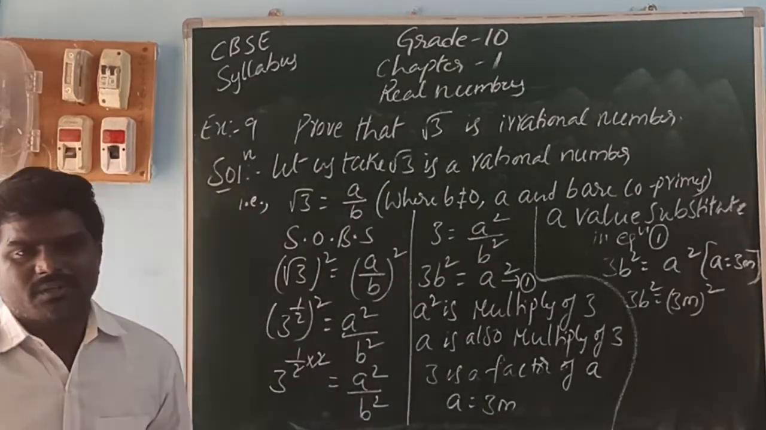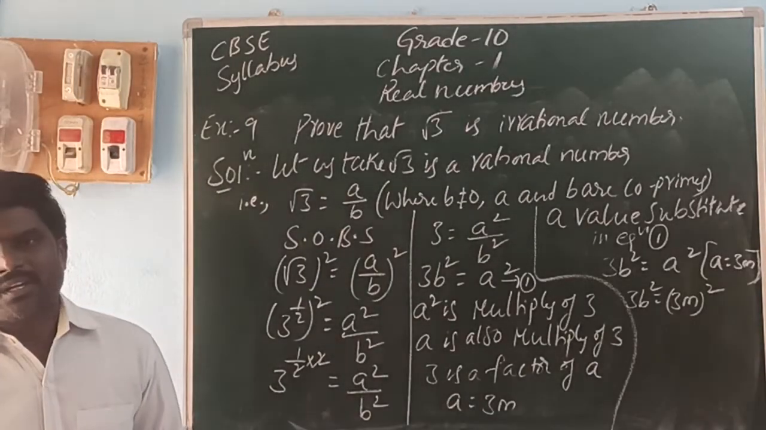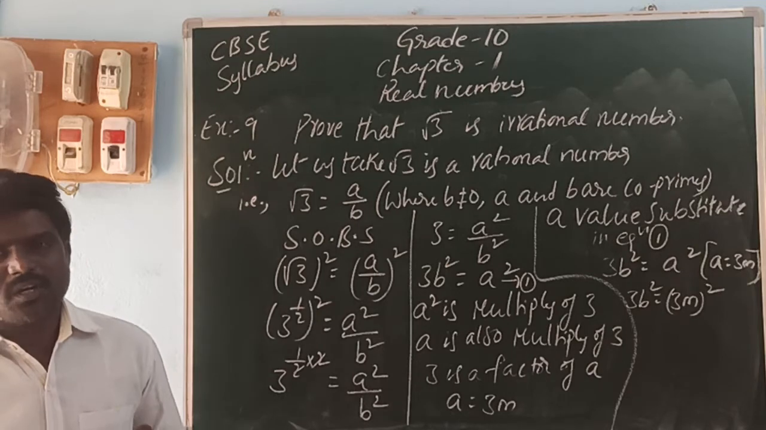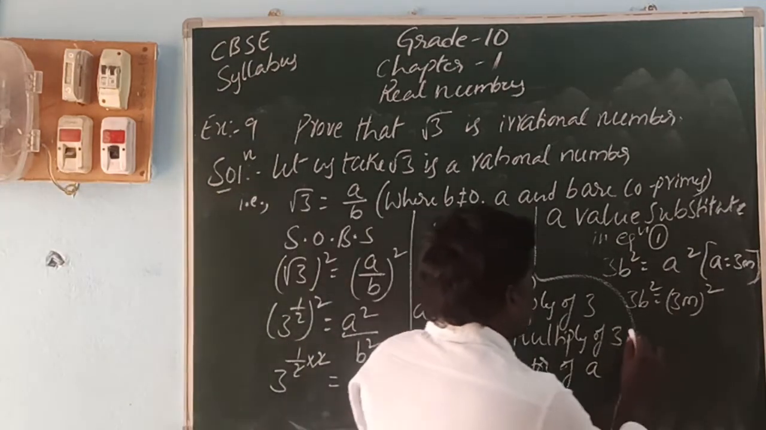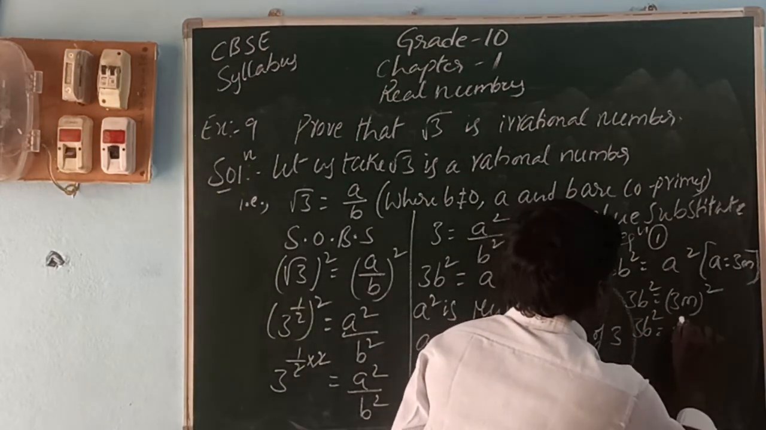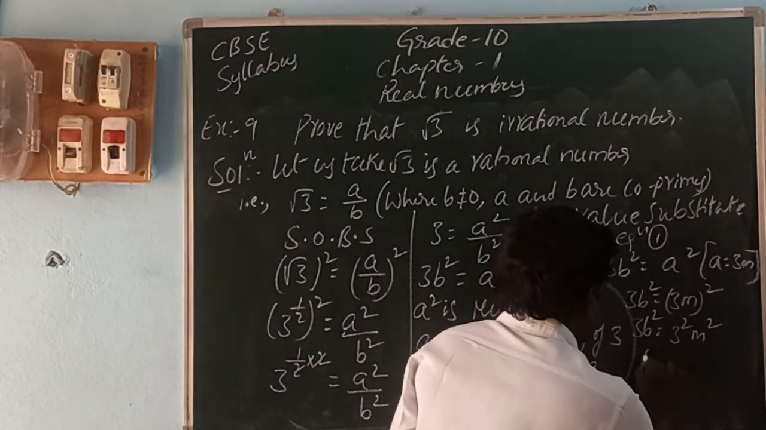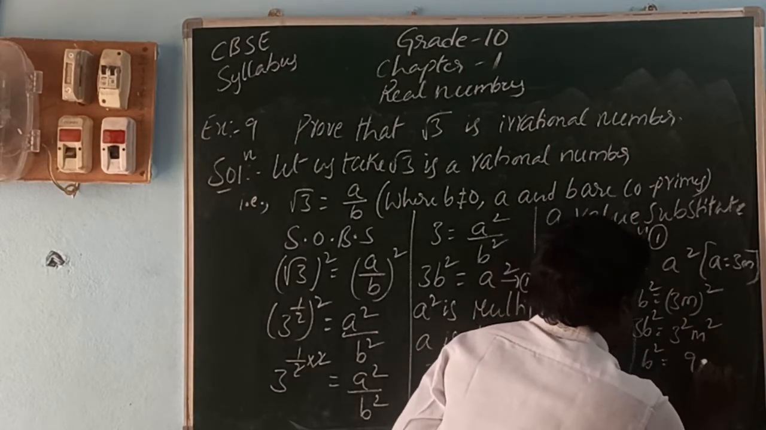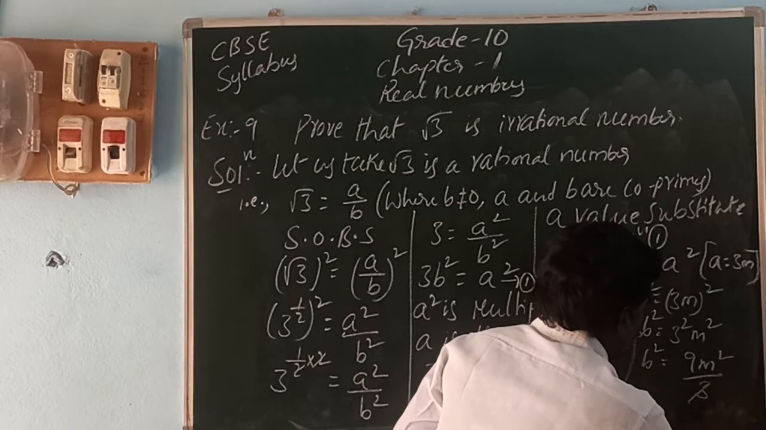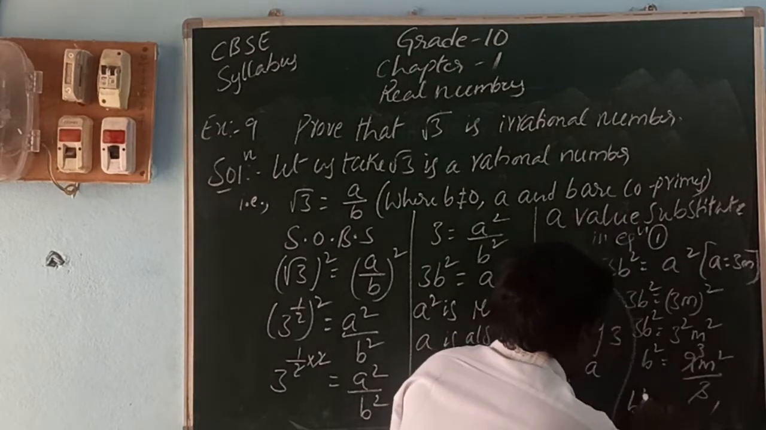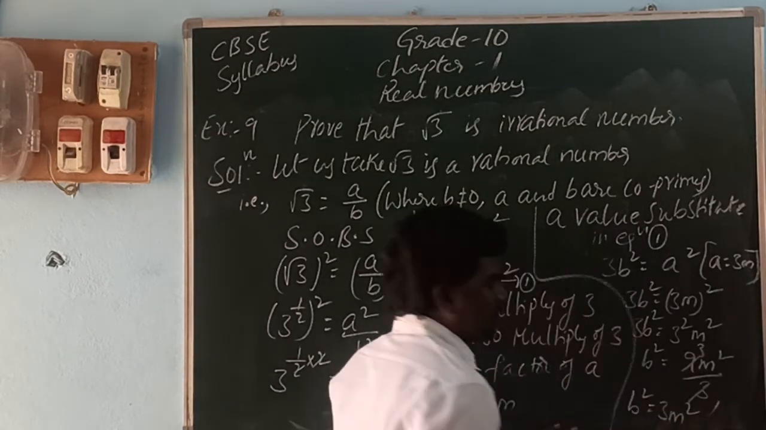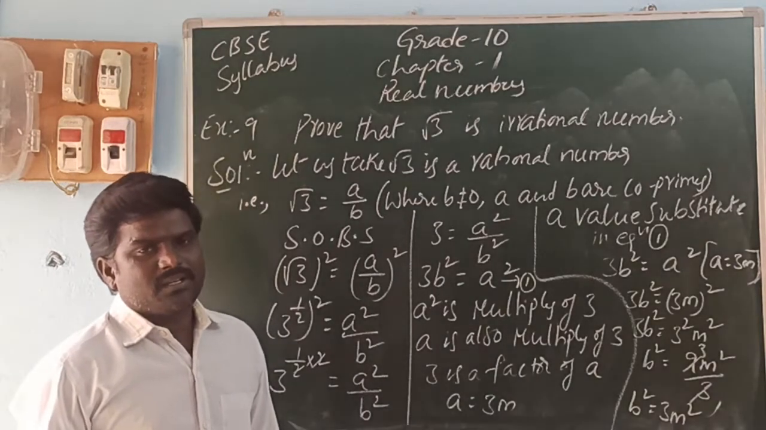(3m) whole square, how can you write? (ab) whole power m is equal to a power m into b power m. So that is here, 3b square is equal to 3 square into m square. So b square is equal to 9m square by 3. 3 ones are 3, 3 threes are 9. B square is equal to 3m square.